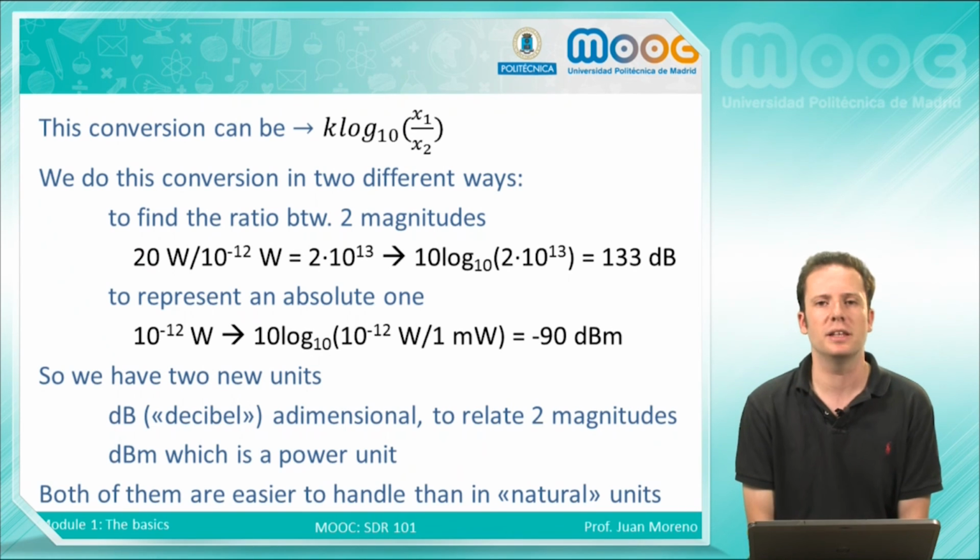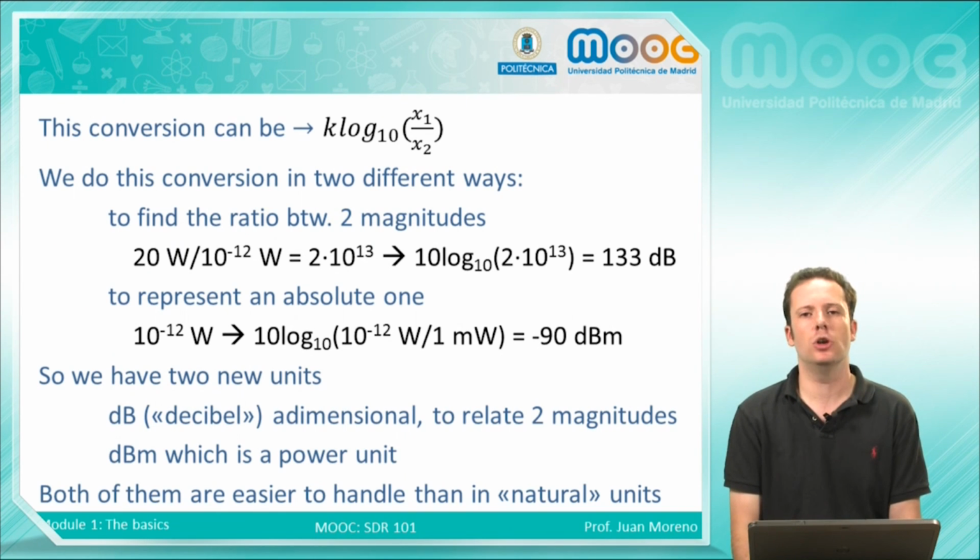Also, we can take logarithmic units to represent absolute magnitudes, not only relative magnitudes as before, but also absolute magnitudes. For example, the received power, 1 trillionth of a watt. We can say that it is minus 90 dBm. This is an absolute power. So to sum up, we have two new units. The decibel, that's dimensionless, and we use it to relate two magnitudes, and also the dBm, which is a power unit, an absolute measurement.